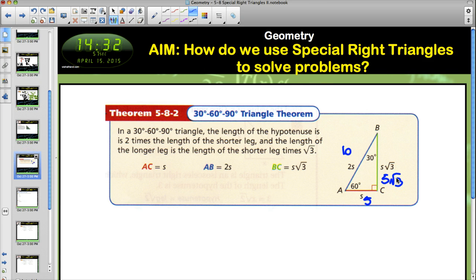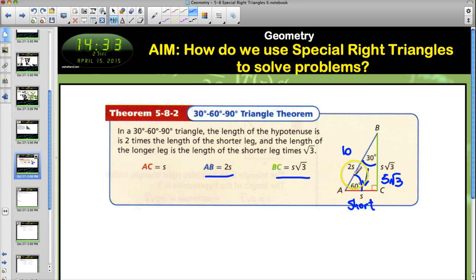Once we can identify a right triangle as being 30, 60, 90, we could go ahead and use these two shortcuts. How do I know which side is the short side, which side is the long side? Well, I'll look at my angle measures. The side that's across from the 30-degree angle has to be my shortest leg, because 30 is smaller than 60.